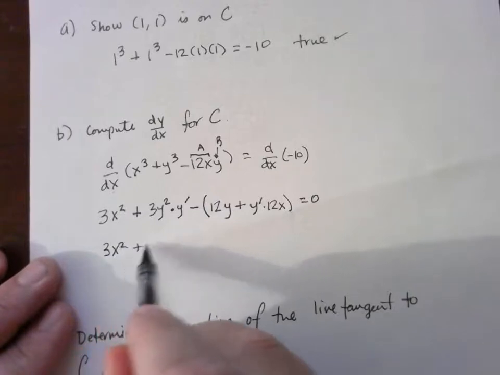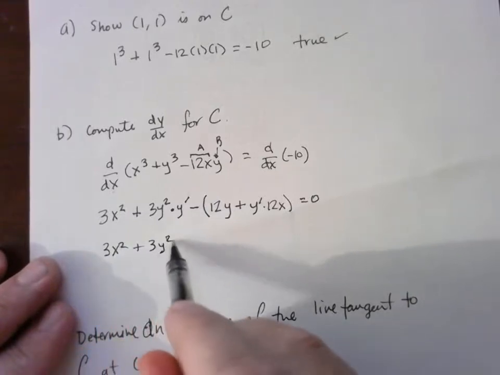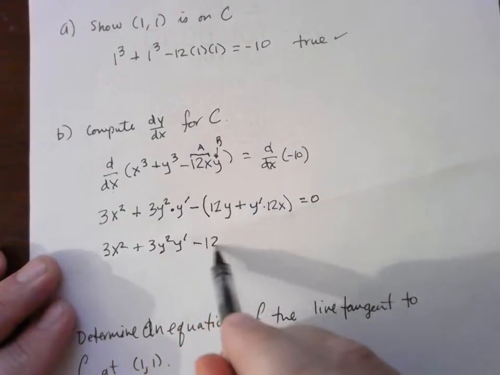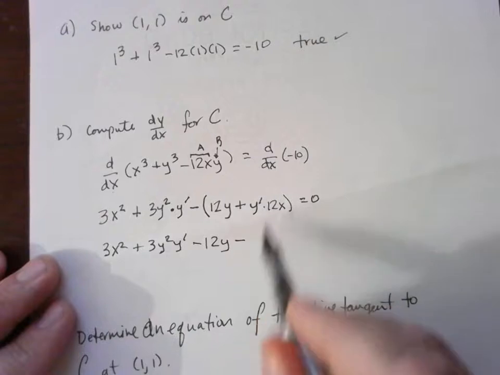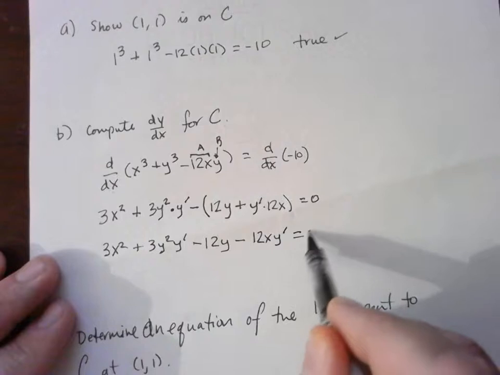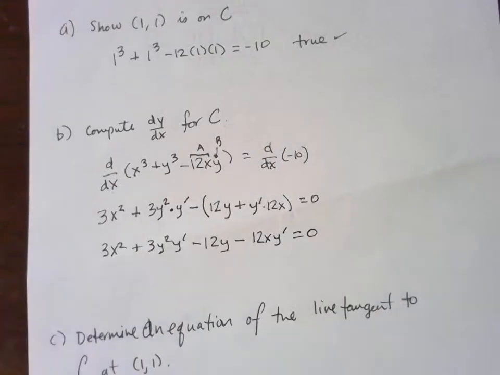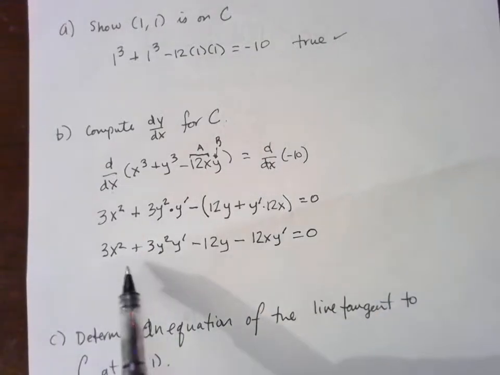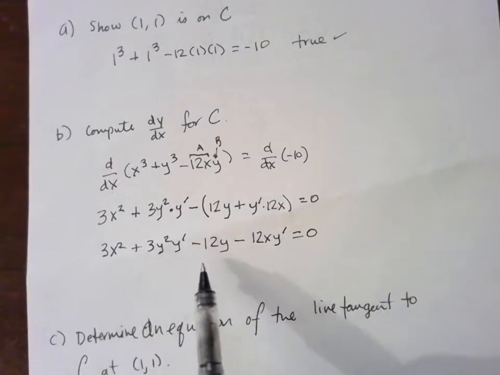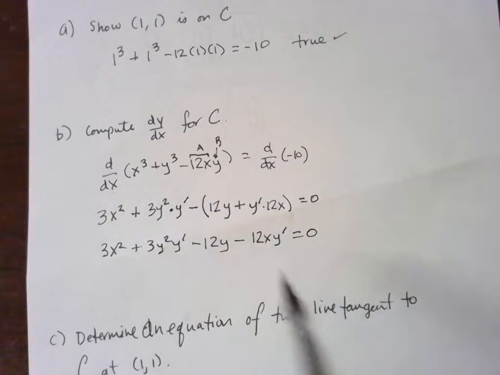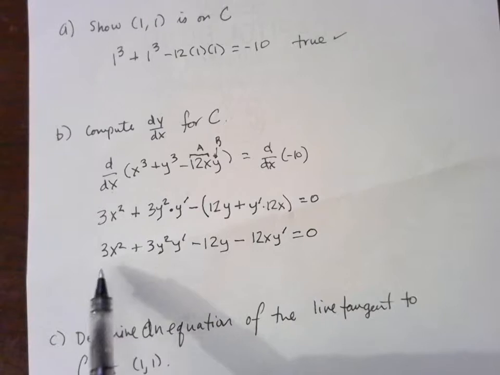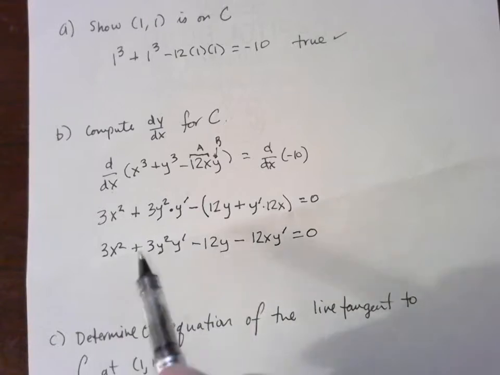First we're going to clear out these parentheses. So the minus distributes across the parentheses. And once you've done that, I'll rewrite this as minus 12x y prime. I always like to put things in alphabetical order with the y primes last. Once you've done this, we've got 4 terms: 3x squared plus 3y squared y prime minus 12y minus 12x y prime. We identify the terms that have y prime, and the terms that don't have y prime, and we put them on opposite sides of the equation.